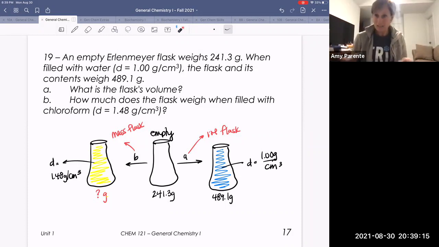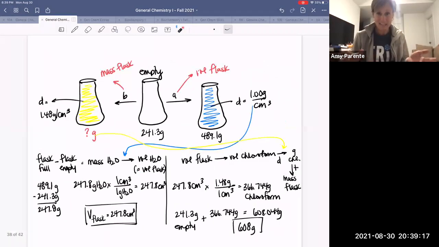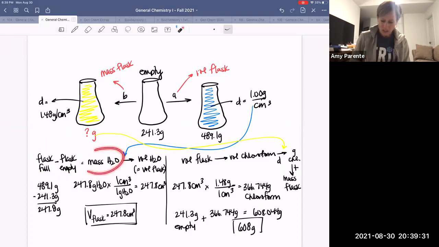And so I'm going to flip to the next page and you'll see that's exactly what I did here. So here's the picture of what's going on. On the left, for part A, you take the difference between the flask being full and the flask being empty, and that's going to tell me the mass of the water. Then I can use the density to convert mass of water to volume of water. And then the volume of water equals the volume of the flask, right? So that's my plan that I was talking about mentally with you guys.